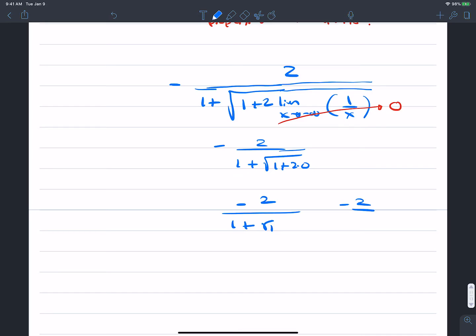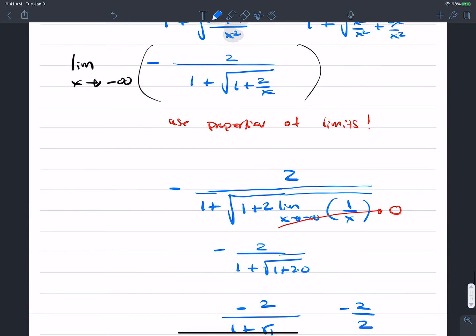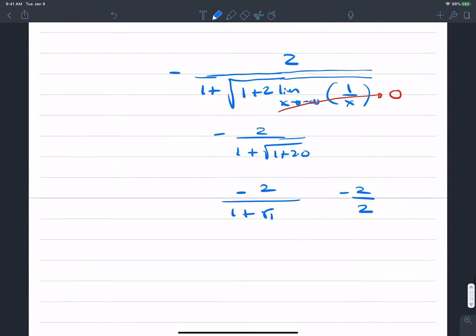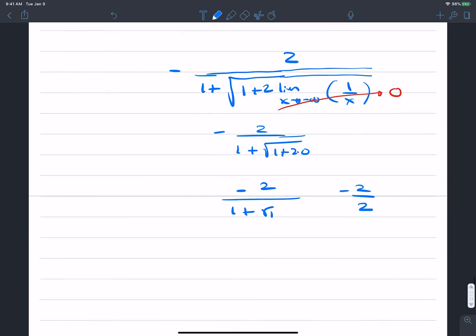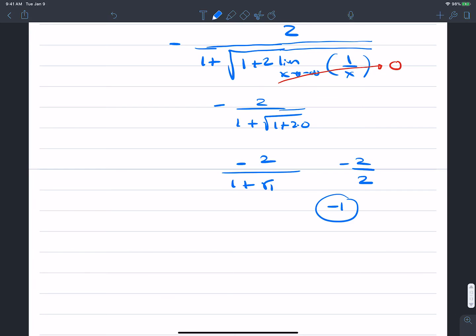Is that right? Is that true? And that's negative 2 over what? Is that 2? Is that true? You guys okay with that one? What's this going to give you? Is that negative 1? So my limit here is negative 1. Let's double check.